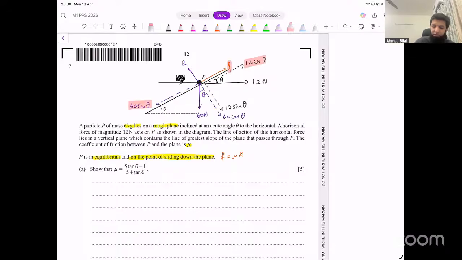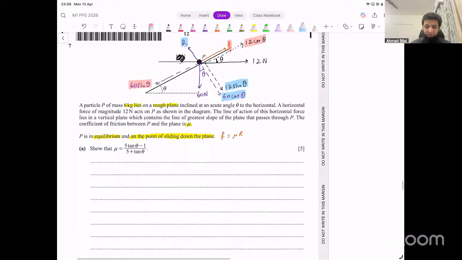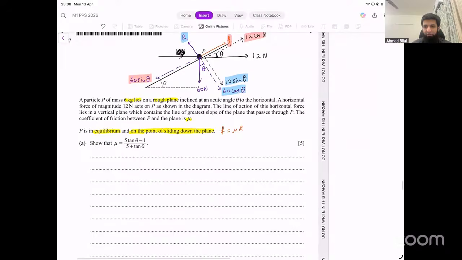These are the forces acting along the surface. Or 12 sine theta, 60 cos theta. These are the forces acting perpendicular to the surface. Equate the opposite forces and you should be able to get that somehow. Let me know if there's any confusion in resolving forces here. Is this clear to everyone? The way we're resolving the forces?